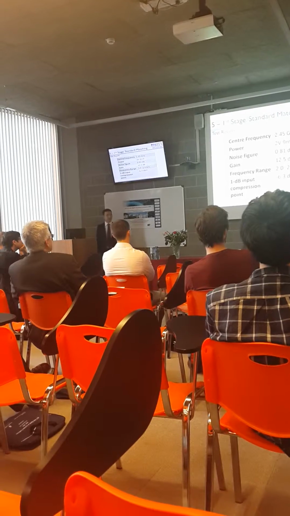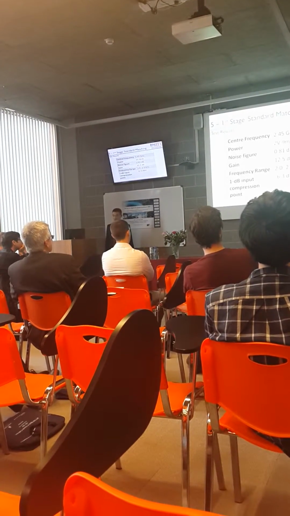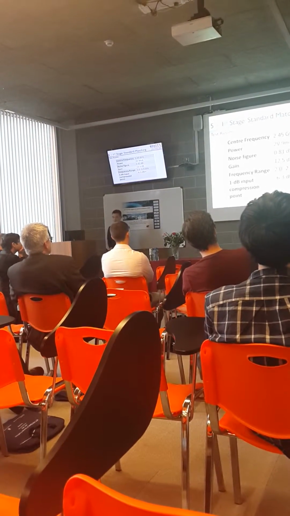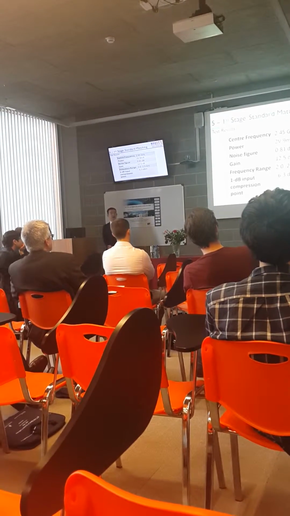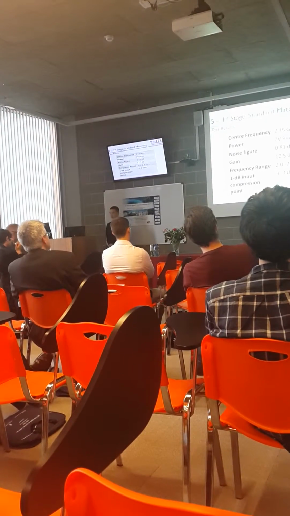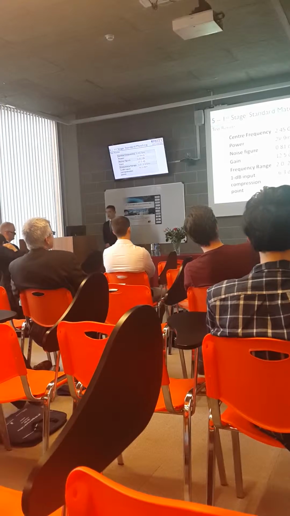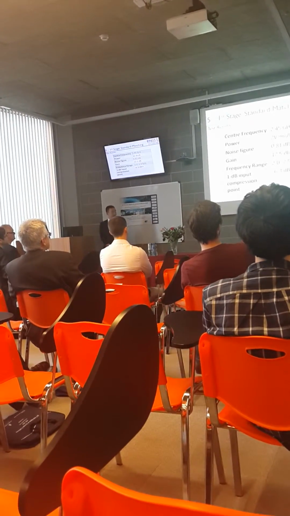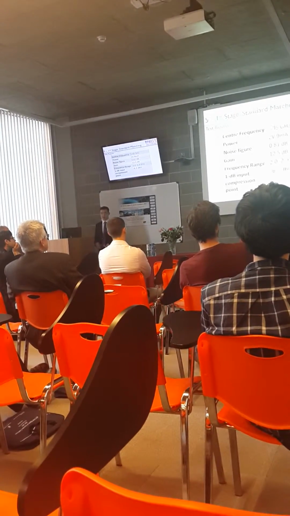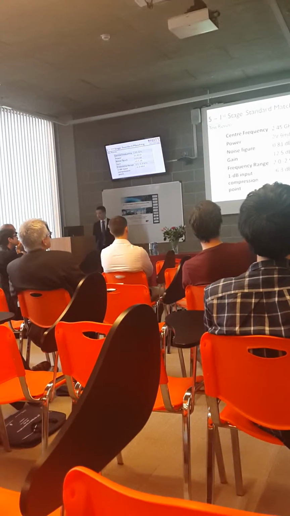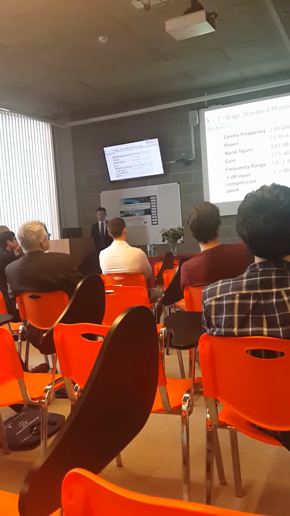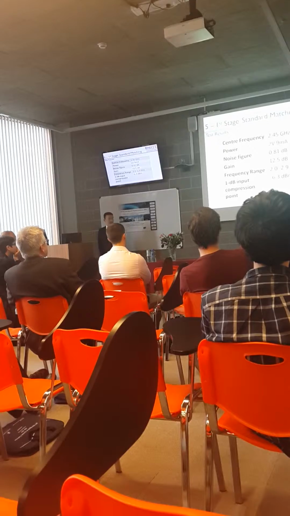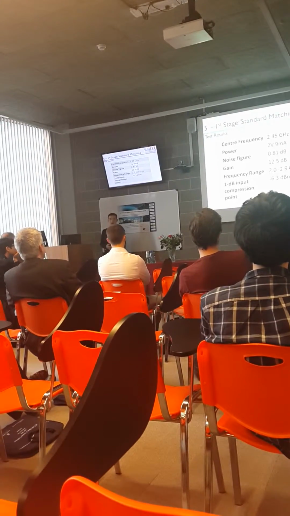So for a standard matching, the results are shown here. We aimed at 2 volts and 9 milliamp for the E-type, and the noise figure is 0.8. The gain is 12.5. That's the sacrifice for the gain. And also the 1 dB compression point is minus 6.3, which is considered the linearity part.